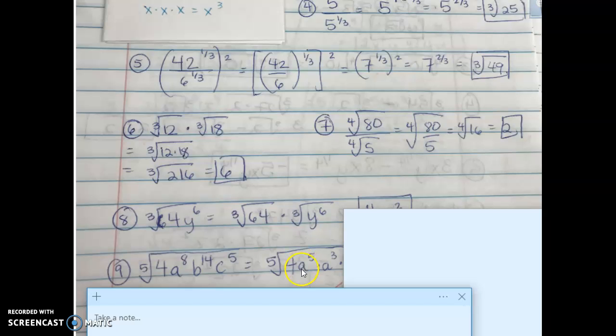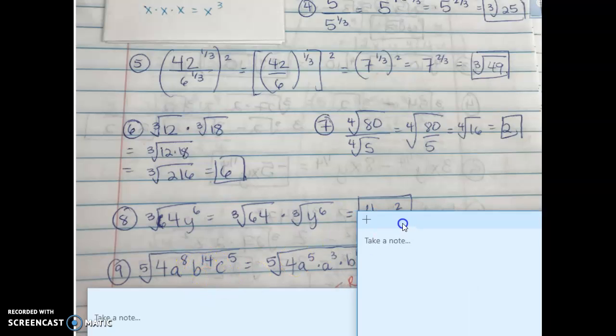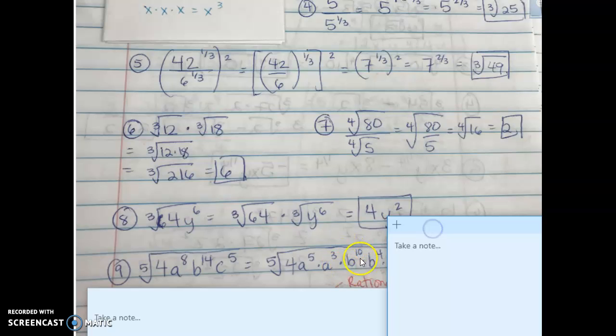For example, a to the 5th. The 5th root of a to the 5th is a, so I broke it up into pieces. Its 5th root and its non-5th root. And now for b to the 14th, its perfect 5th root would be b to the 10th. Because b to the 10th has a perfect 5th root, and I'm going to split it off of what's left, which in this case would be b to the 4th. There would be 4 left over.